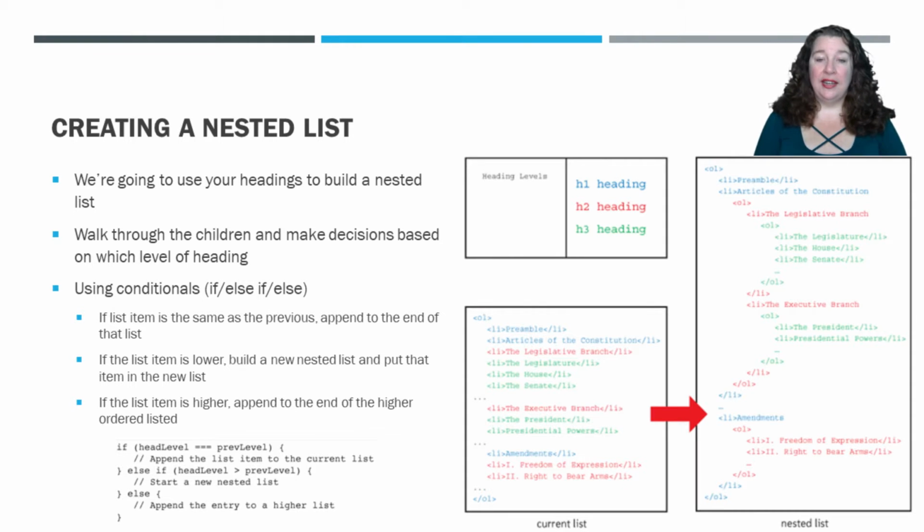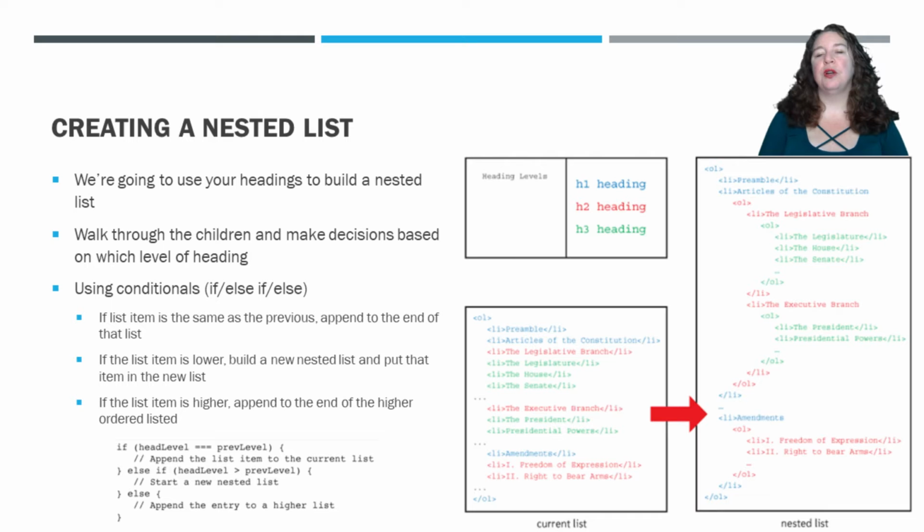You're going to use your headings to determine which list level. So heading 1 will be at level 1, heading 2 will be at level 2, and so on. Actually, it'll be level 0 because we're going to be 0-based. And we're going to walk through and determine. There is an if-else statement that is going to work in this project, and it's really important that you understand how the if-else works.